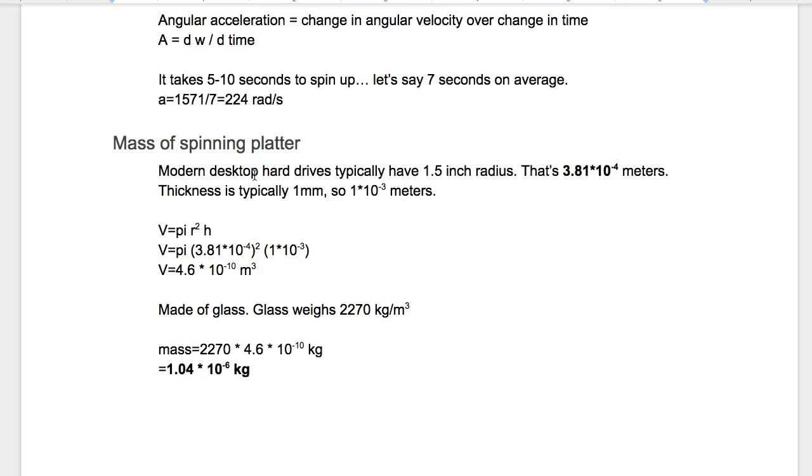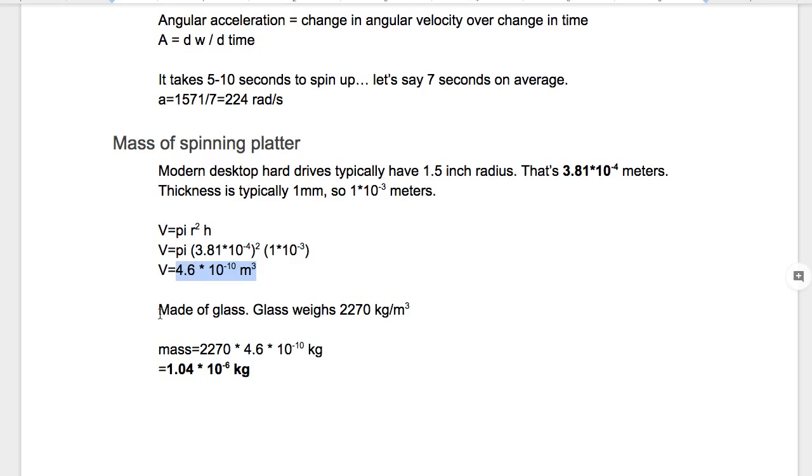So modern hard drives in desktops usually have a radius of about 1.5 inches. So if we convert that to meters, we get this quantity. And the thickness of a hard drive's spinning platter is about 1 millimeter. So we can solve for the volume of a cylinder as pi times the radius squared times the height. And we get about 4.6 times 10 to the negative 10th cubic meters volume in a hard drive spinning platter. So that's the volume of the spinning platter.